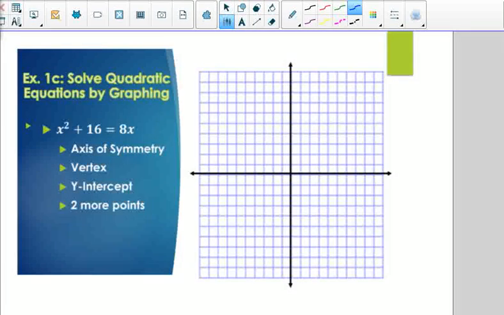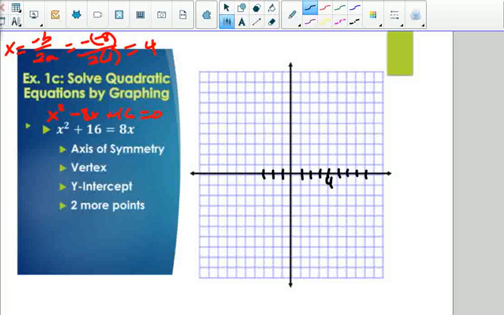x squared plus 16 equals 8x. The very first thing I would do is make this equal to 0. So this would be x squared minus 8x plus 16 equals 0. Now I can find the axis of symmetry. If I use x equals -b over 2a, I end up with a -8 divided by 2 times 1, which gives me +4. So x will be +4. Here's my axis of symmetry.